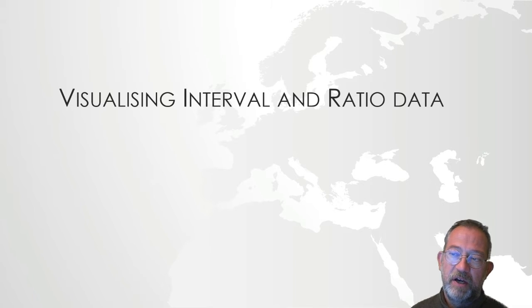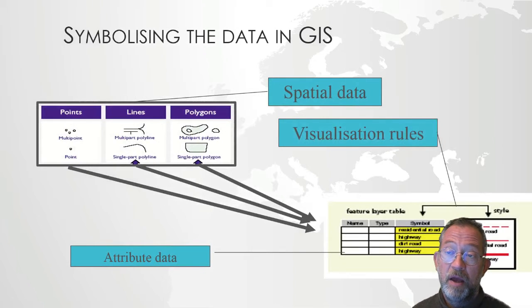Interval and measure data are data where the difference between different data values can be quantified, but we'll talk about that in a moment. First of all, remember the basic rule of simplification in a GIS: we have some spatial data. They have some attribute data, and then we apply some visualization rules that say, okay, this type of attribute data is going to be visualized like this or that.